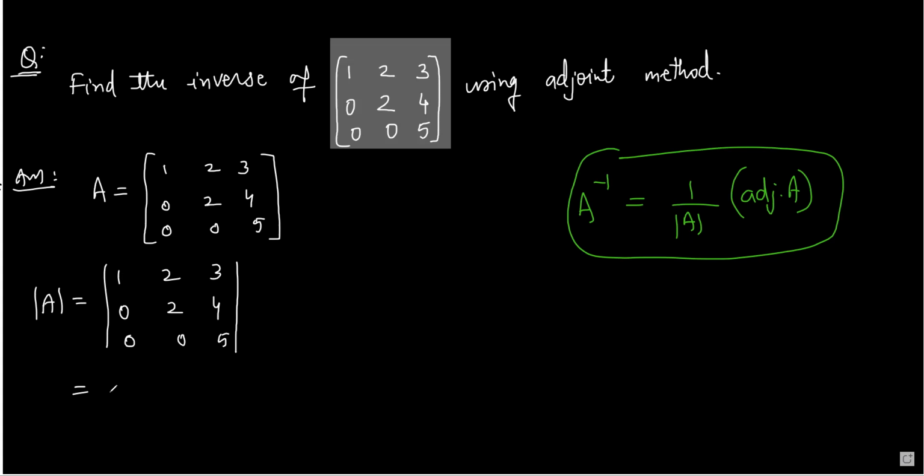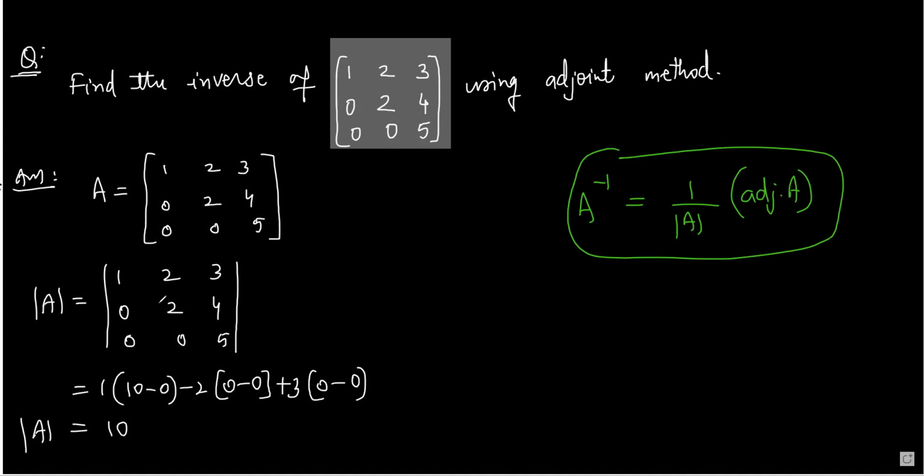Let's find the determinant. It is 1 into, you ignore this row and this column, so you get 1 into 10 minus 0, that is 2 into 5 minus 0 into 4. Minus 2 into, ignore this row and this column, 0 minus 0, that is 0. Then plus 3 into, ignore this row and this column, 0 minus 0. So the final answer is 10. So determinant of A is 10.